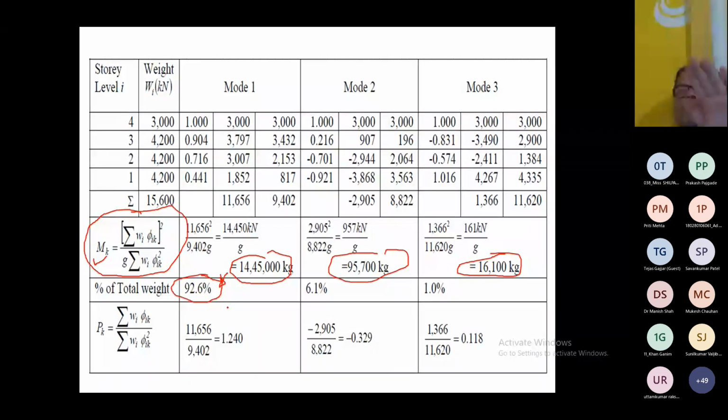And generally, in the first mode, most of the time, we are getting the highest mass participation in the case of a regular structure. If it is an irregular structure, sometimes a torsion mode may be dominating. This happens in the case of irregular structures. But here, our structure is a very regular structure, 15 meter by 20 meter in plan, and it is symmetrical, so there is no eccentricity. So this is what we have, right?